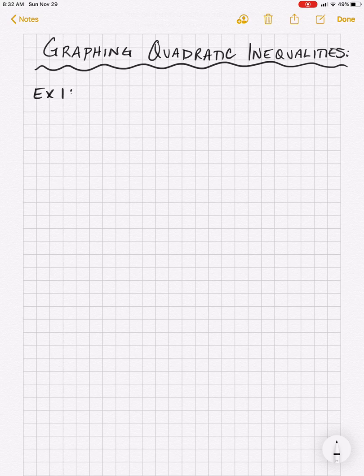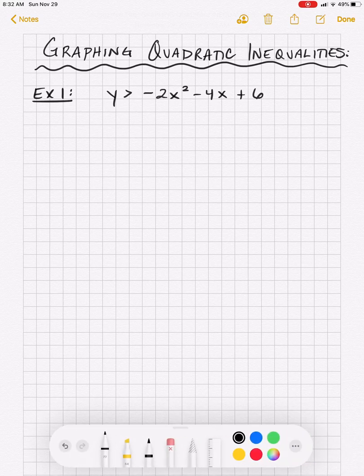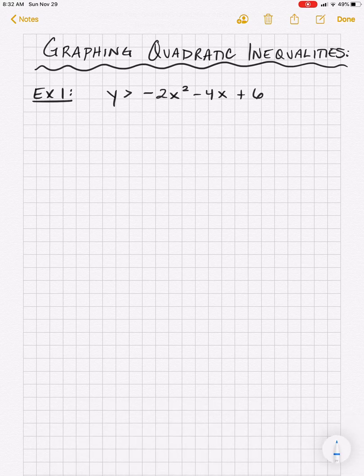So for example 1, when you're ready, we're going to graph y is greater than negative 2x squared minus 4x plus 6. We have a little bit of work to do before we get to the graphing. The first thing we need to do is recognize what form of a quadratic we're looking at, and this is standard form. When you're given standard form, the first thing you need to do is find the axis of symmetry and the vertex. And again, remember that all of this is without a calculator.